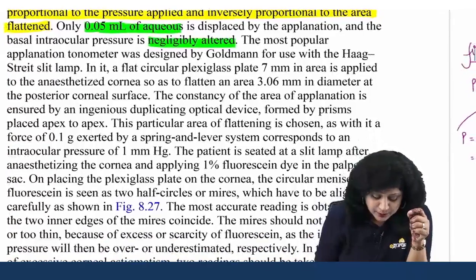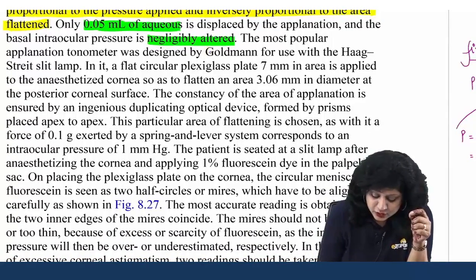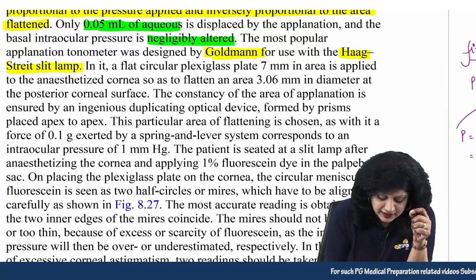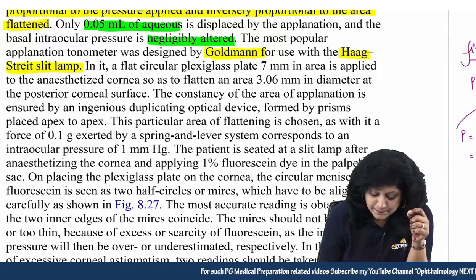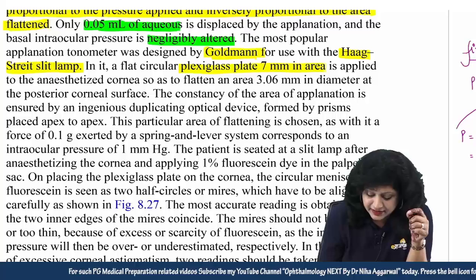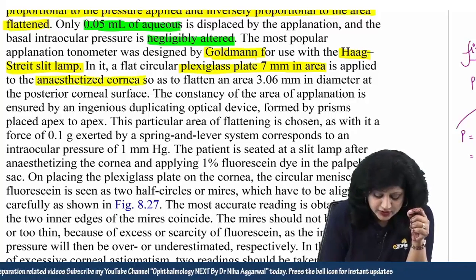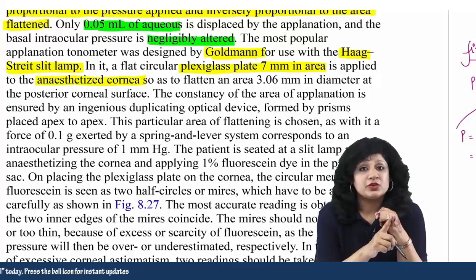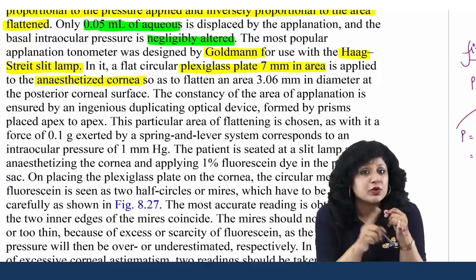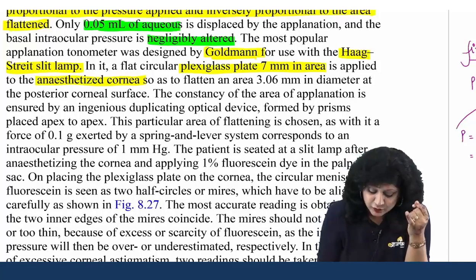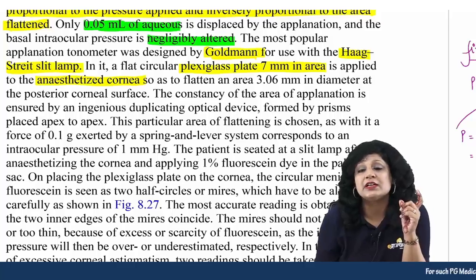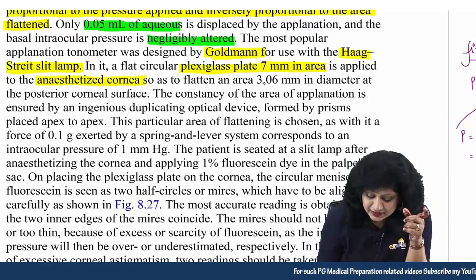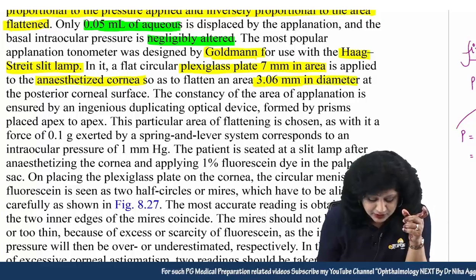Now the most popular applanation tonometer is Goldmann's applanation tonometer with the Haag-Streit slit lamp. In it, a circular plexiglass plate 7 mm in area is applied to the anesthetized cornea. So again we are using topical anesthesia. You have to be very sure that when you are using these tonometers, you use topical anesthesia. We know that a fixed amount of cornea is applanated, that is 3.06 mm diameter of the cornea.